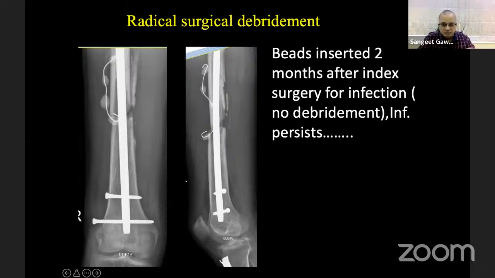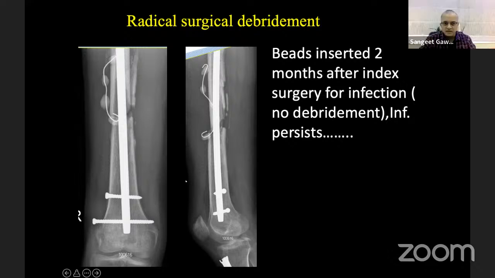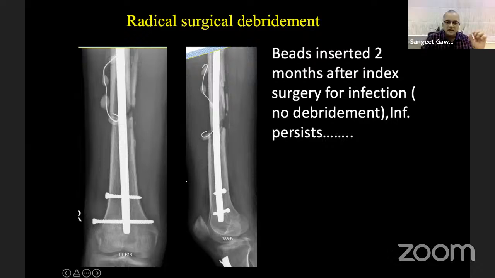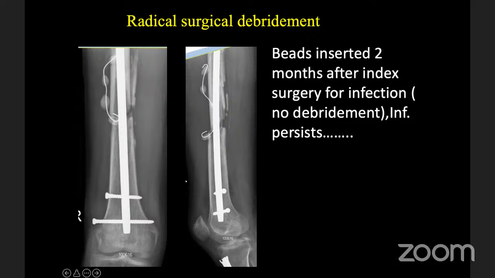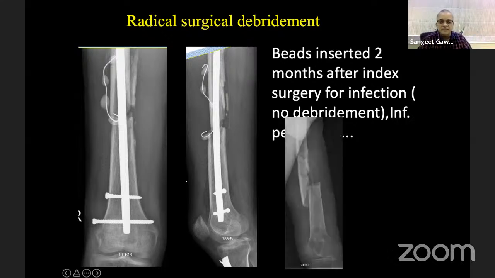would be the results. So this is a shaft femur which was operated some 4 or 5 months back, and after some time the patient had an infection, and the surgeon only opened the fracture site and put gentamicin beads along with some other antibiotics. But the discharge continued, no debridement was done, and the infection persisted. So ultimately, his nail and implants had to be removed. But at the end, you can see what has happened.